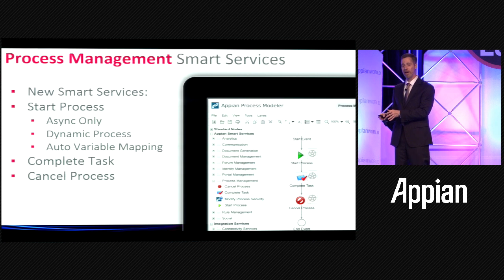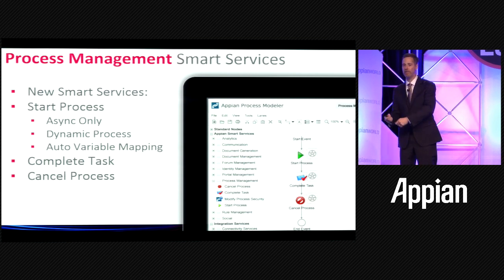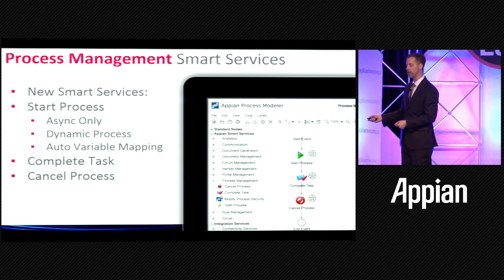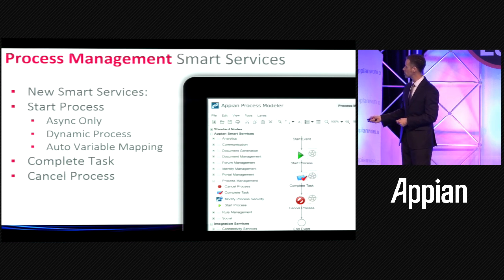This is also very valuable in building testing scenarios. So if I need to automatically run through a process, I can create another process that scripts the behavior of one of my production processes. By doing that with the Start Process and Complete Task items, I can simulate user behavior by using the Complete Task smart service. And of course, Cancel Process has also been introduced to allow you to cancel individual processes, kind of remove them from the system in a bulk fashion.